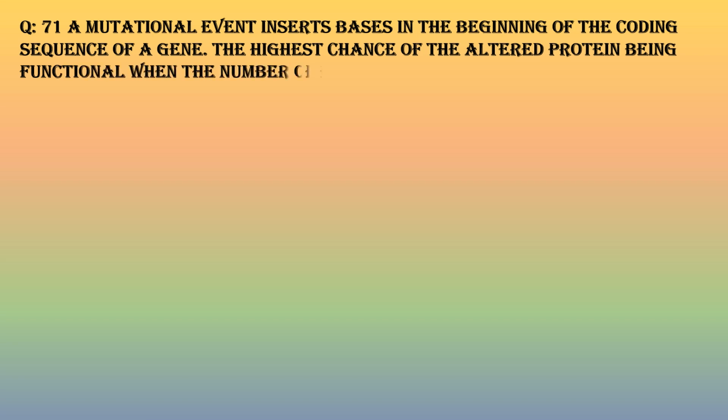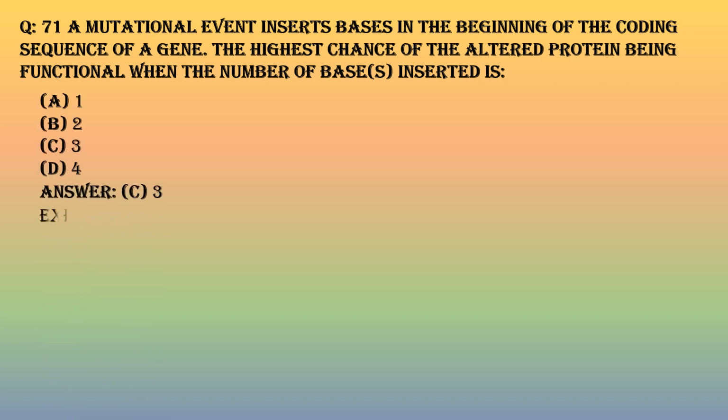Question number 71. A mutational event inserts bases in the beginning of the coding sequence of a gene. The highest chance of the altered protein being functional is when the number of bases inserted is. See, in codons, how many bases will be there? 3 bases. So when any one or two bases are added, it's going to change the entire codon reading, right? When 3 bases are added, what happens? Only one amino acid will be added. So the highest chance of the altered protein being functional is 3.